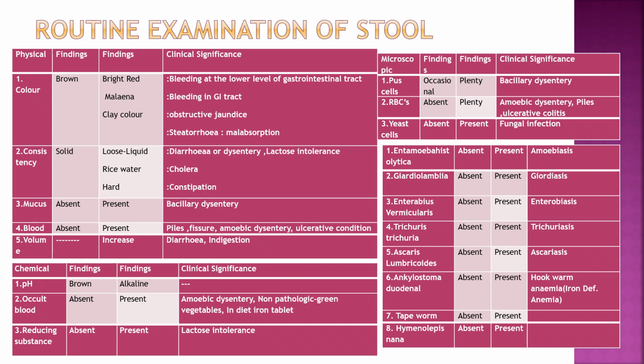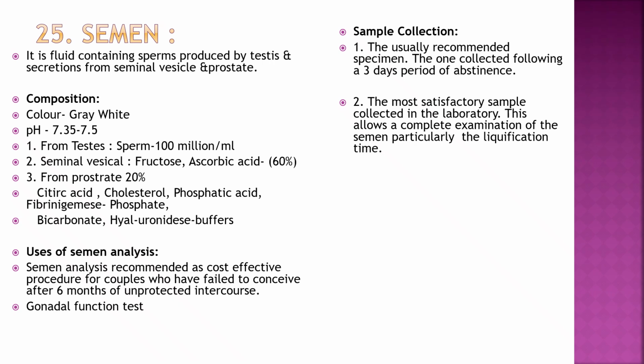Hello students, today we will see introduction of semen. So what is semen? It is fluid containing sperms produced by testes and secretions from seminal vesicle and prostate. So composition, the color of the semen is grey white, pH it is alkaline, and the portion from the testes is sperms, usually they are 100 million per ml. From seminal vesicle it is fructose, ascorbic acid, from prostate it is citric acid, cholesterol, phosphatic acid, fibrinogenase, hyaluronidase. So these are the composition of the semen.